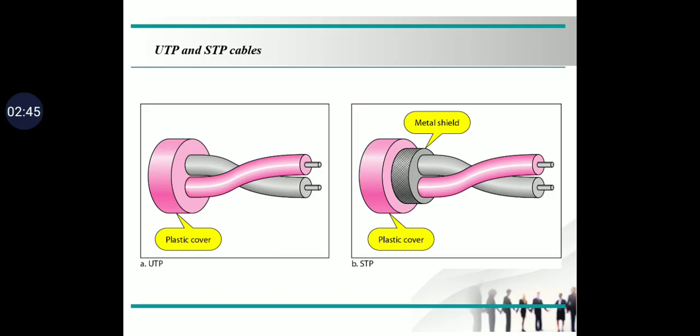In that, two types are there. One is UTP and the other one is STP: unshielded twisted pair and shielded twisted pair. The difference is that in UTP we don't have a metal shield, but in the case of STP we have a metal shield, and outside that we have a plastic cover.